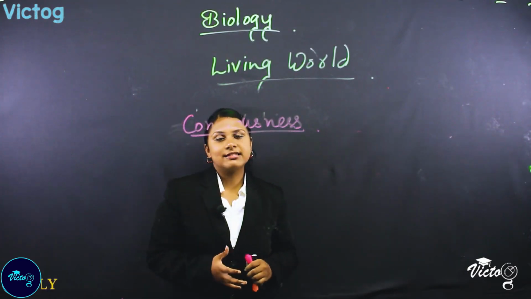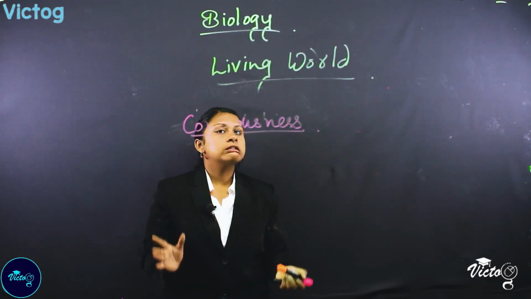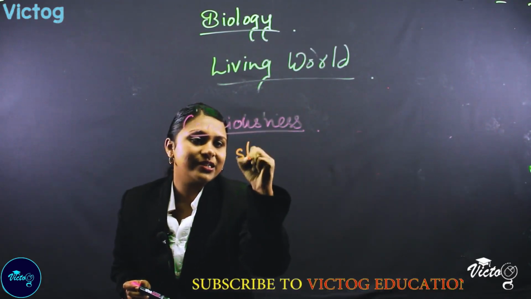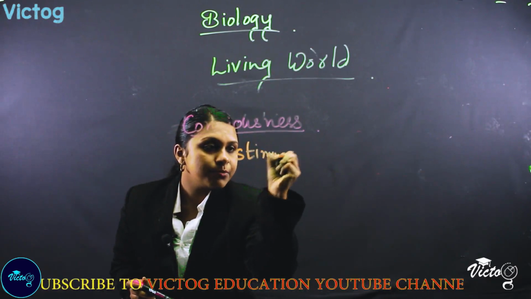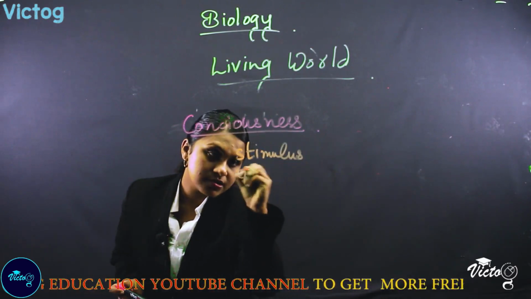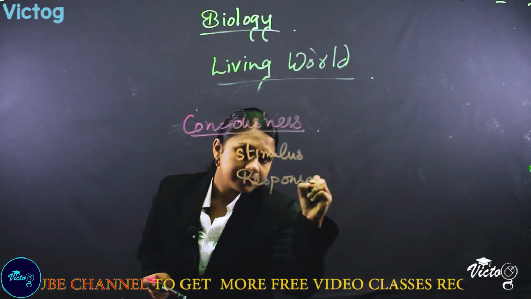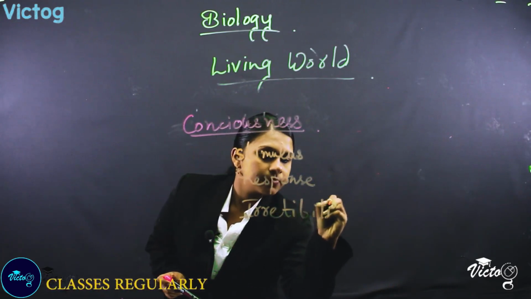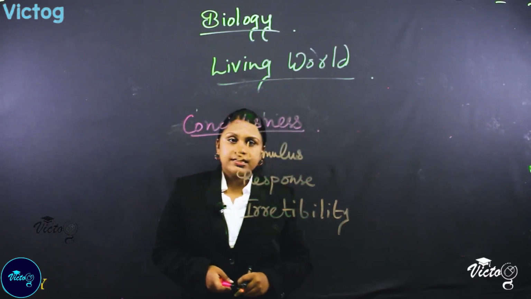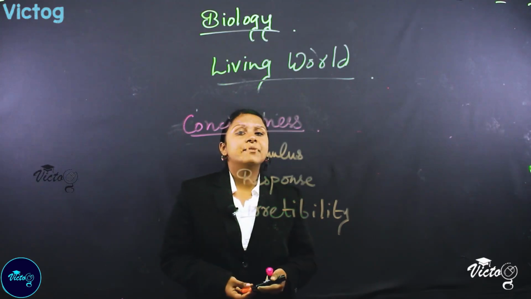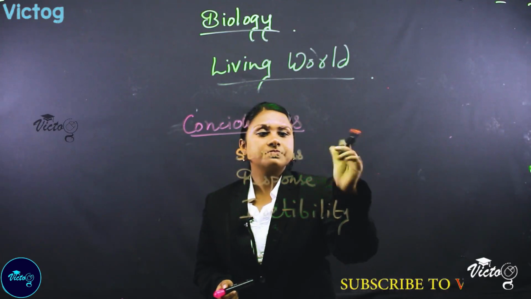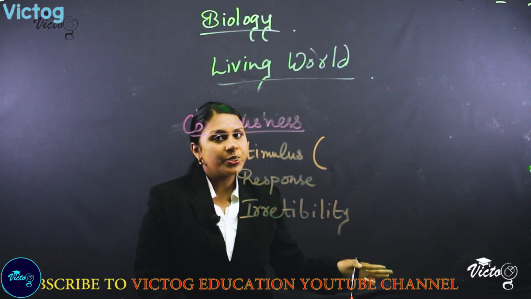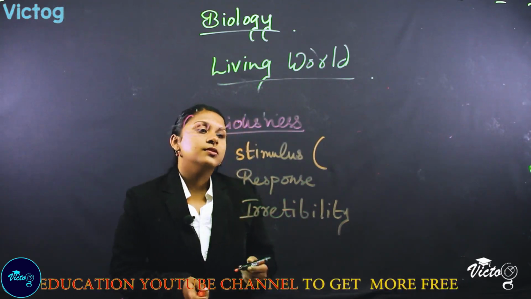So what is this consciousness? It is the ability of an organism to sense its surroundings. In consciousness, there are three things you have to learn, three events that take place. One is stimulus, second, response, third, irritability. What is stimulus? Stimulus is any change in the environment. When you touch a hot iron box, what happens? There is a change in environment, so heat is moving through your body.